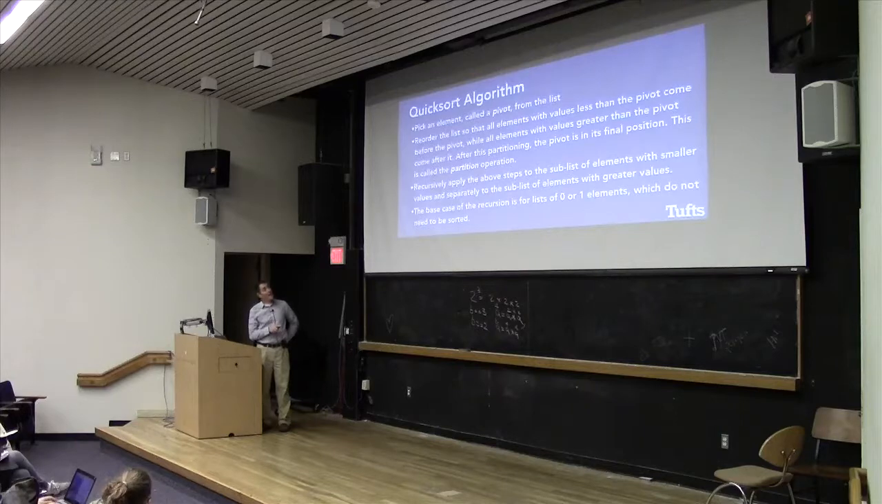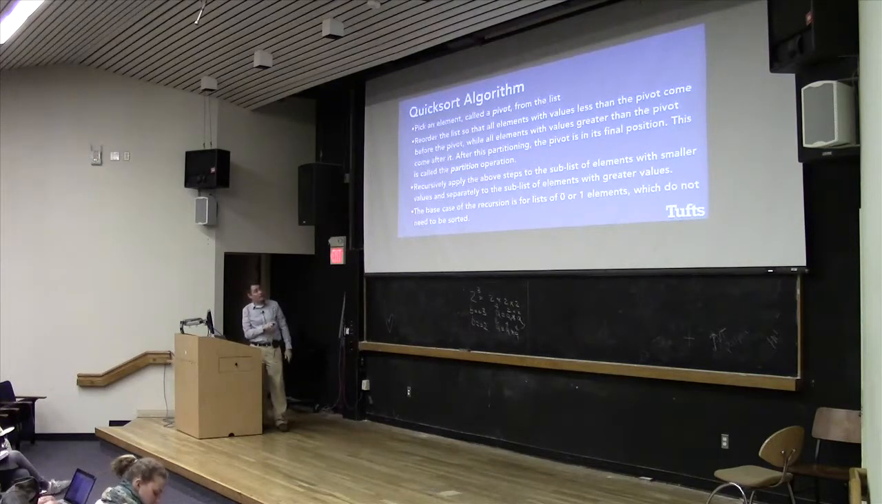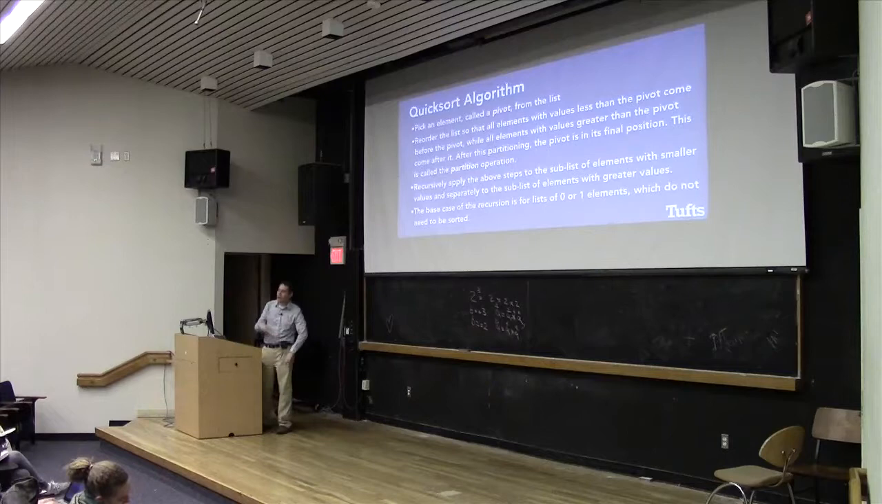Okay? We call that partitioning. After that, the pivot ends up in the right place. And now you've got two lists: one's less than the pivot, one's greater than the pivot. And then you can go ahead and recursively do the same steps to the smaller lists. Okay? If you end up with a list of 0 or 1 elements, well, they're sorted. That's how quicksort actually works.